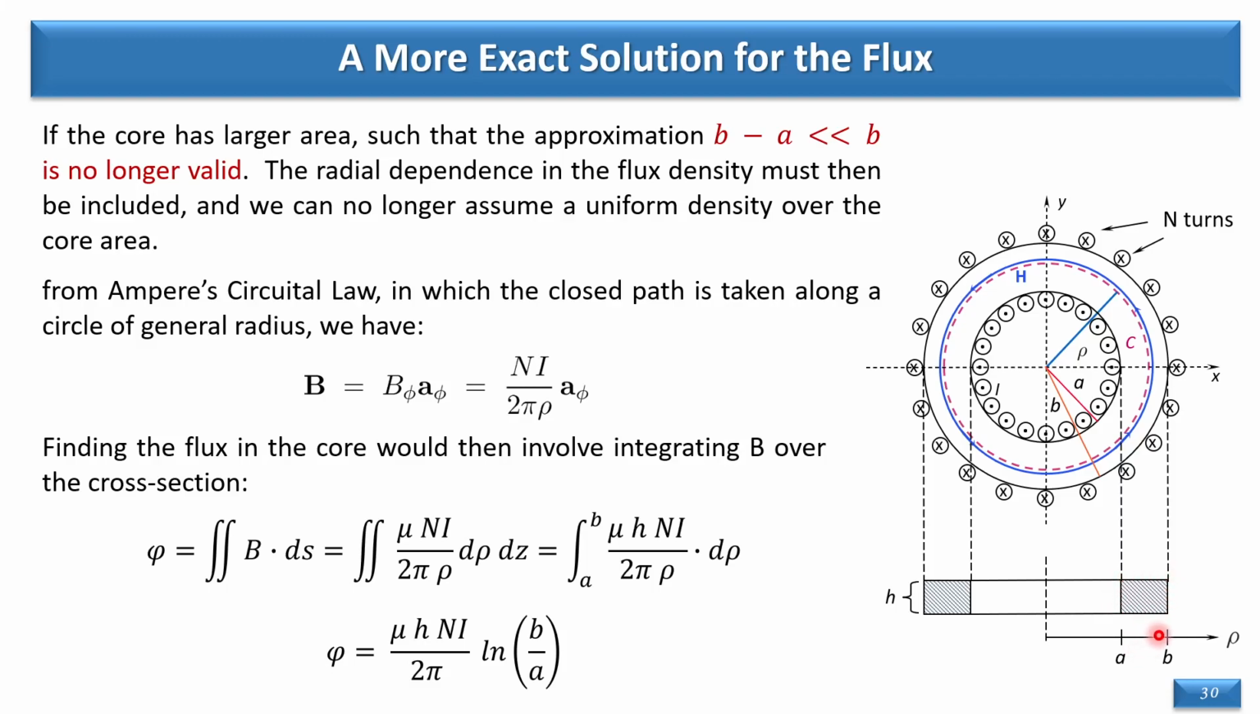But if we assume that B minus A is much smaller than B, that is, if we assume this thickness of the core is much smaller than the outer radius, much smaller meaning less than 0.1 of it, we'll have the easier solution that we had before. And in all cases, Ni will equal phi multiplied by reluctance. So even the calculation of the reluctance will be different than the previous case.